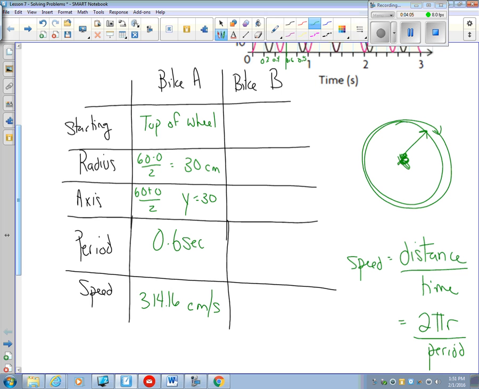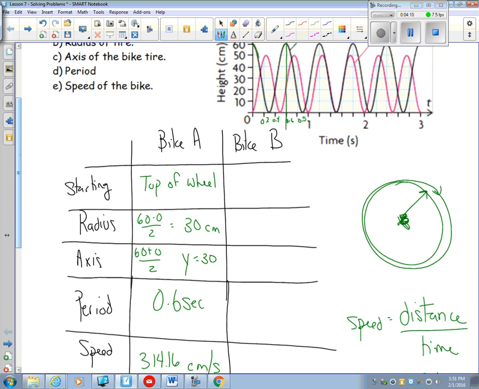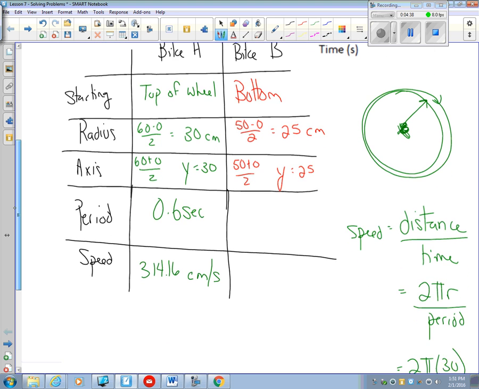Okay, so if you have the same properties. Where's bike B starting? Yeah, it's starting at the bottom. I know that because my graph is down here at the minimum. My radius, my amplitude: max minus min divided by 2. Oh, it's 25 this time. That's a smaller wheel. Okay, my central axis is 50 plus 0 divided by 2. So y is 25. So my axle is mounted a little bit lower, which makes sense. Smaller wheel, smaller axle, or lower position for it.